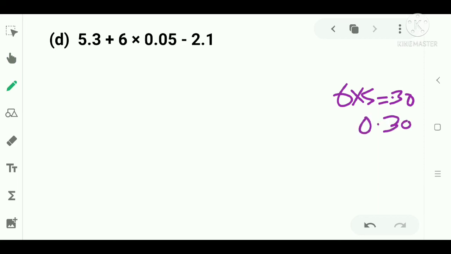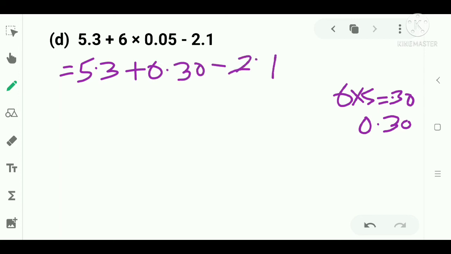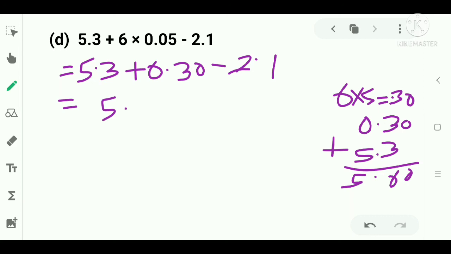So 0.30. Now write here 5.3 plus 0.30 minus 2.1. Students, after that addition we will do. So add 5.3 and 0.30. So 5.3 we will add here in this way. So 3 plus 3 is 6, 0 here is nothing, so 0 we will write as it is. 5 plus 0 is 5. So it is 5.60 minus 2.1 we will write.